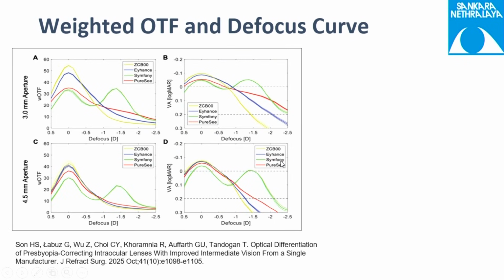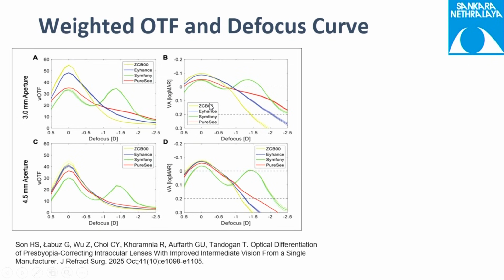What is weighted OTF? You didn't tell me about weighted OTF. So we spoke about OTF, which basically talks about the contrast and the details. The human eye has a specific preference. We perceive a few spatial frequencies much better than the other spatial frequencies. So when we weigh in this factor literally, that is when we get weighted OTF.